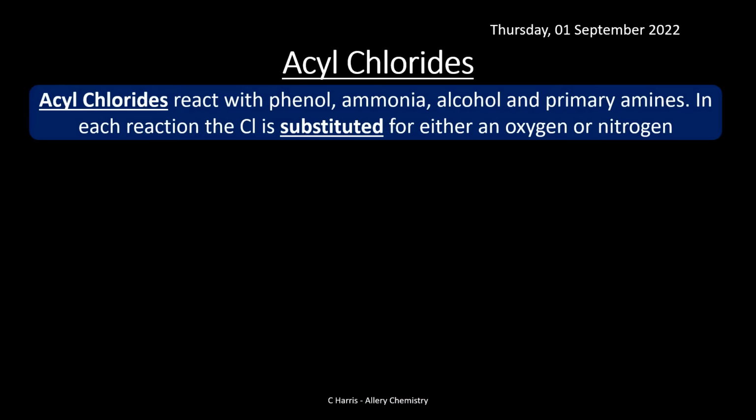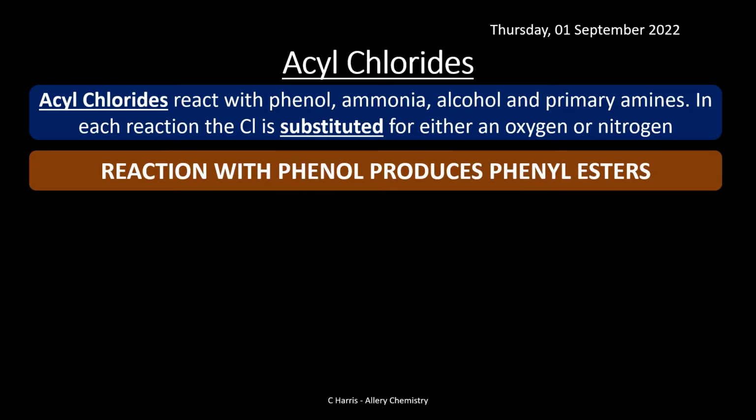Okay, so acid chlorides or acyl chlorides, they react with phenol and ammonia and alcohol and primary amines. And in each of these reactions, as we've seen before, the chlorine is substituted either for an oxygen or a nitrogen that's been formed. Now, you need to know these reactions of acid chlorides with the various different chemicals here.